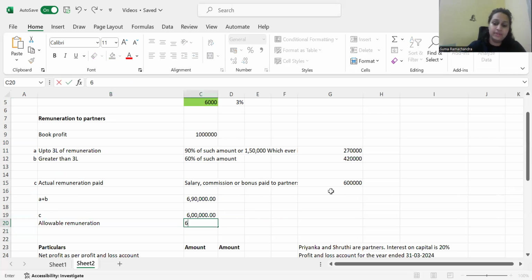So the allowable remuneration is going to be out of these two, whichever is lower. In my equation, this is going to be 6 lakh. So this much can be allowed. This will be reduced from your profit.